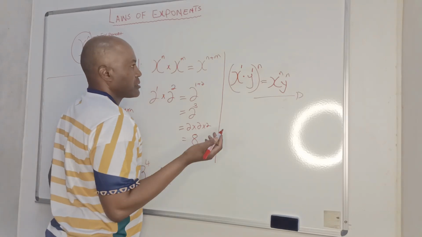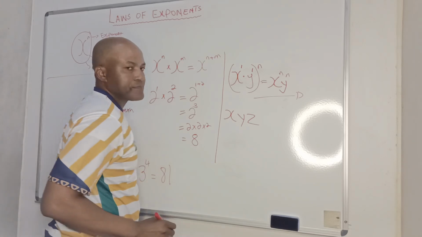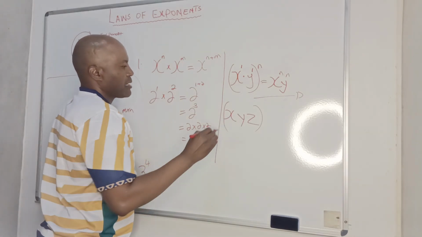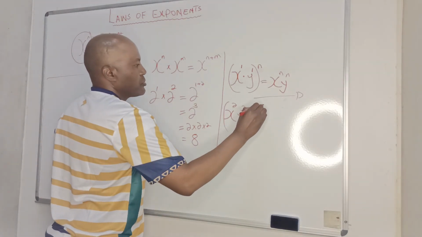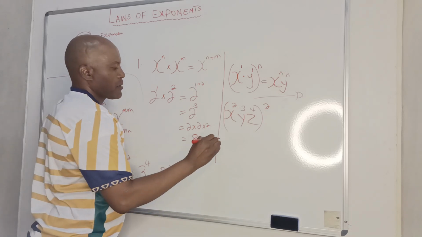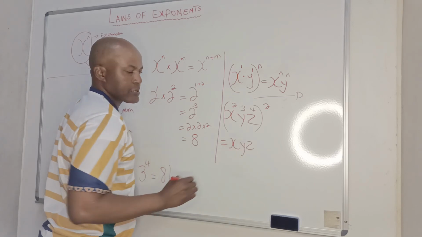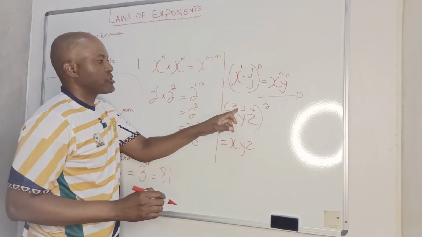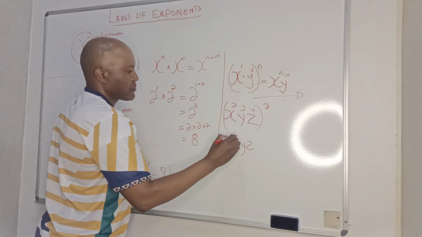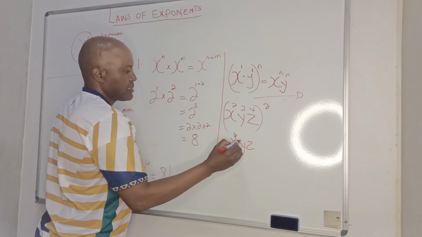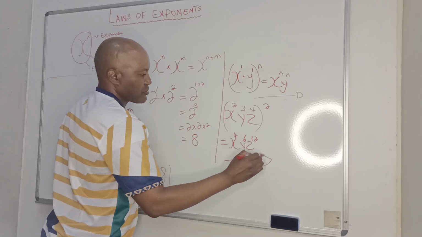Let's take an example. If I've got x, y, z, I can put 2 here, 3 here, 4 here, and then raise to 2. What do you do? You keep the bases x, y, z. Then you multiply each and every exponent by that exponent. Say, okay, 2 by 2 is 4. 2 by 3 is 6. 2 by 4 is 12. That's how you do it.